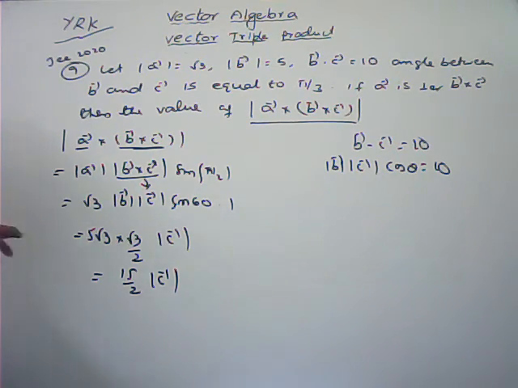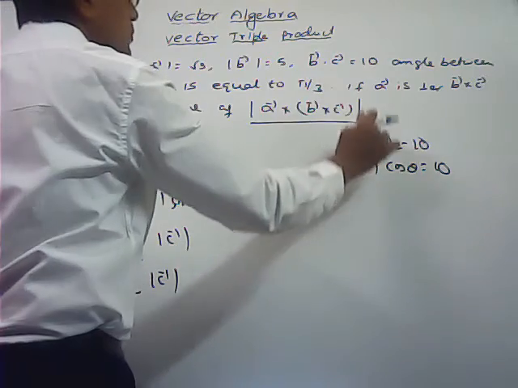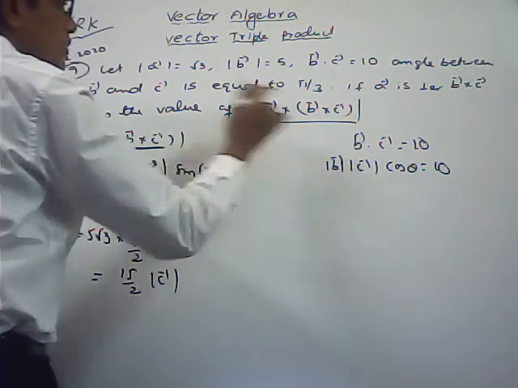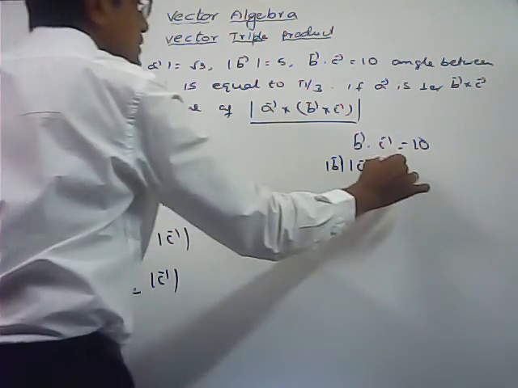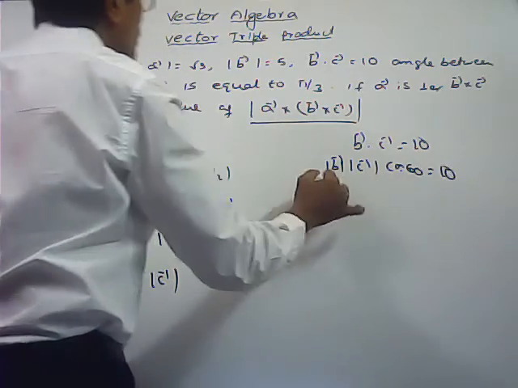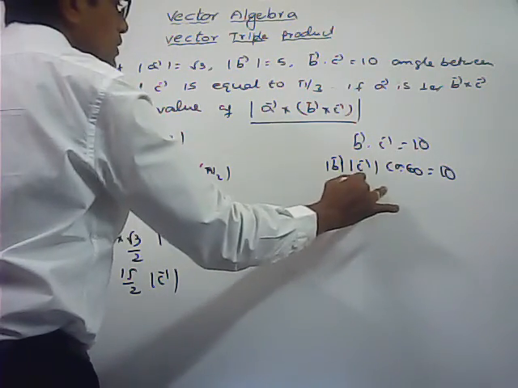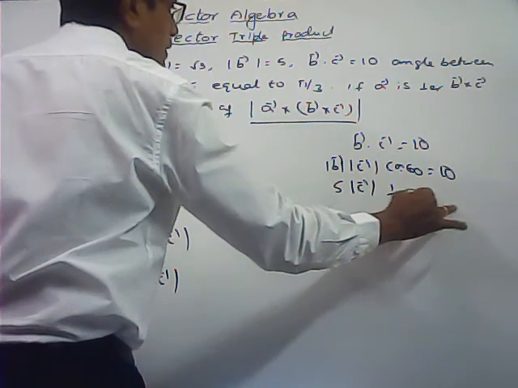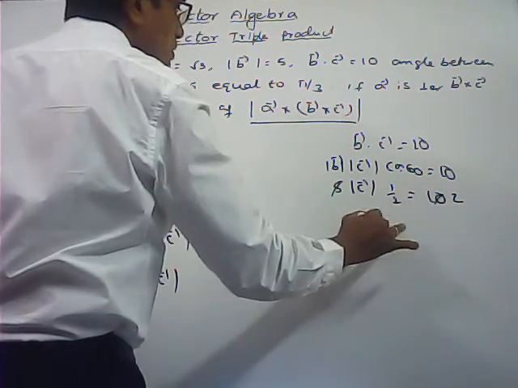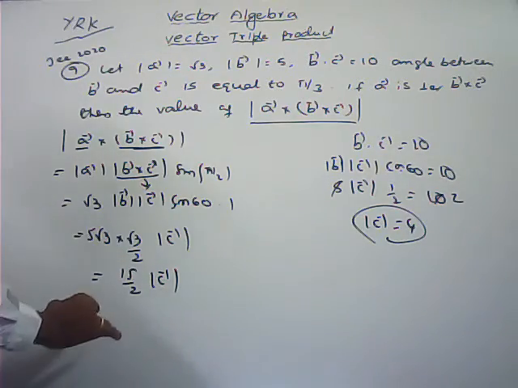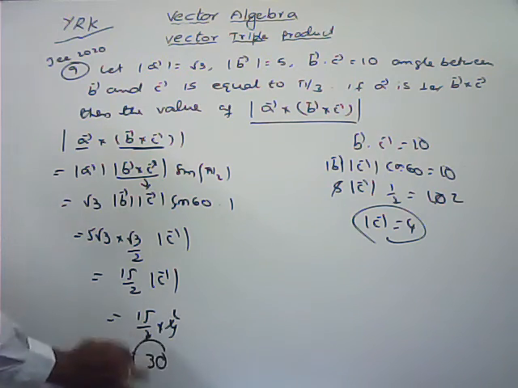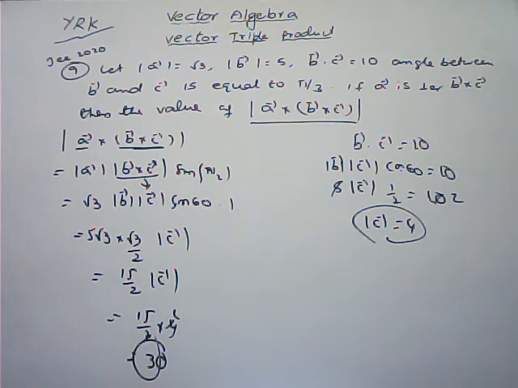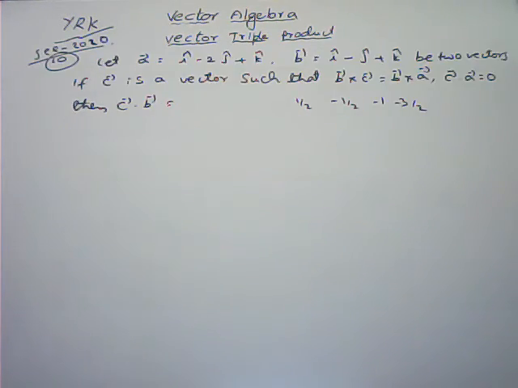And modulus of C bar, how to get that one? Here B bar dot C bar is equal to 10, given. Modulus of B bar, modulus of C bar, cos of the angle between B and C. The two vectors are at 60, that is equal to 10. Modulus of B bar, that is 5, into modulus of C bar, cos 60 is 1 by 2, that is equal to 10. So 5 by 2 times modulus of C bar is equal to 10, so modulus of C bar is 4. So 15 by 2 into 4, 2 times, that is equal to 30. That is the value of modulus of A bar cross B bar cross C bar. Here options are not given, which means this is an integer type.